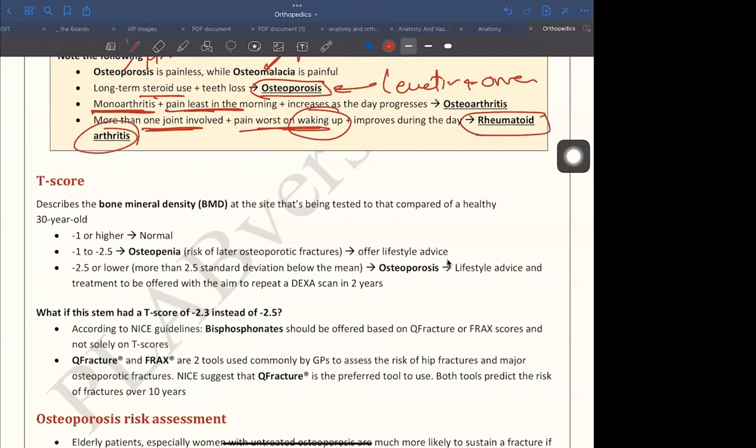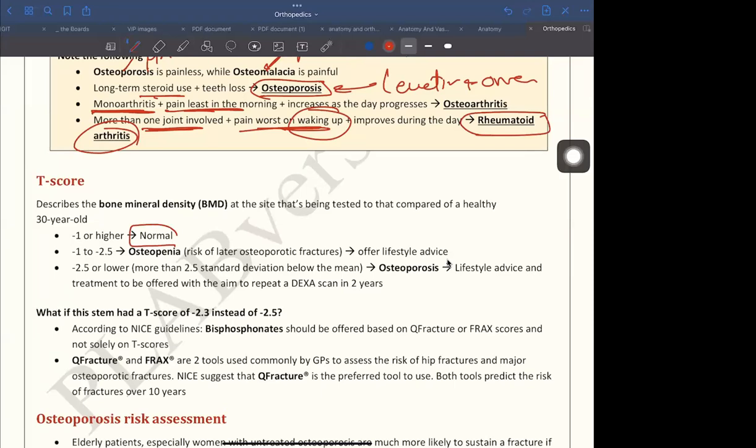The T-score is something that we can measure by a scan called DEXA, to measure the bone mineral density. It's like a standard deviation. A deviation of less than 1 from the 0 point is normal. Between -1 and -2.5, it's called osteopenia, and you need some lifestyle modification. And if it's below -2.5, like -2.7 or something, that means you are osteoporotic and you need treatment for that.